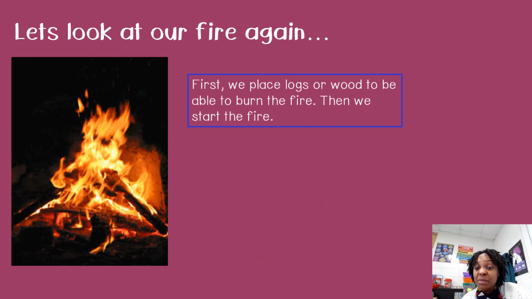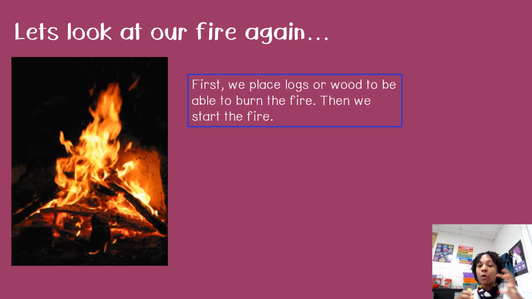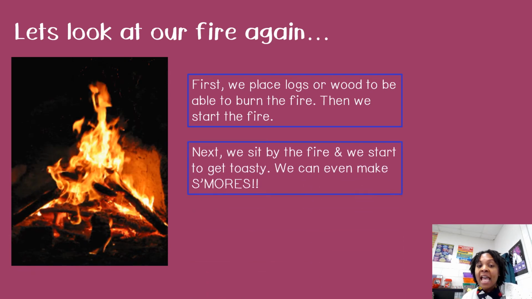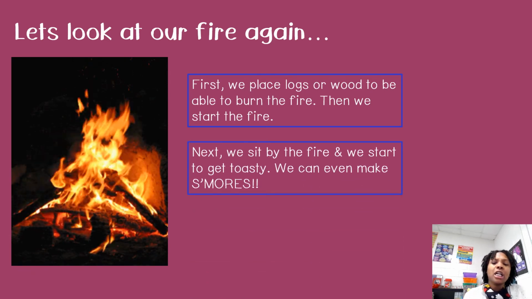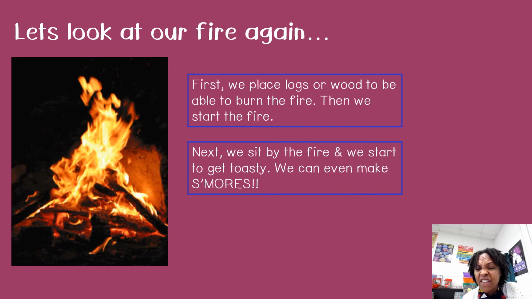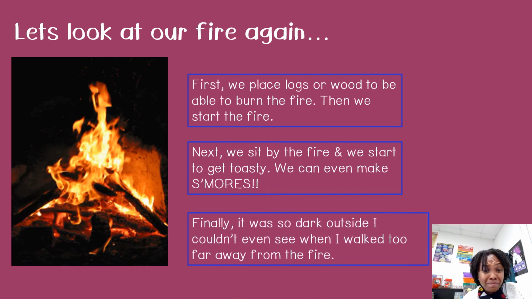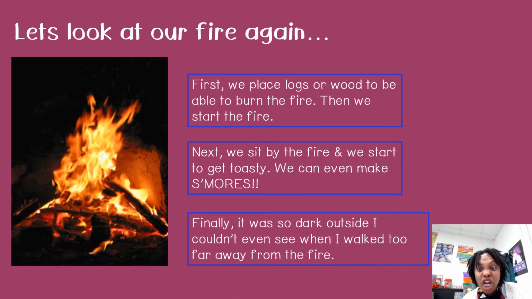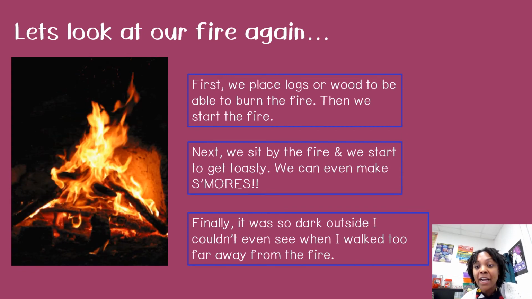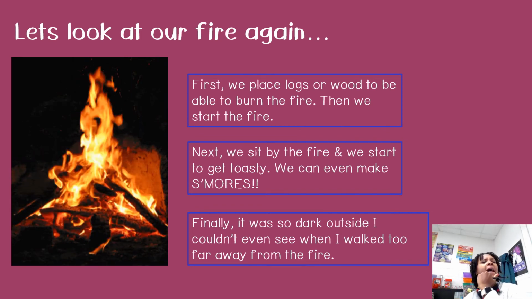First, we have to place logs or wood to be able to burn the fire. So we place our logs and our wood down, and then we start the fire, okay? Next, we sit by the fire, and we're starting to get toasty. We even can make s'mores. And then finally, it was so dark outside, I couldn't even see when I walked too far away from that fire. So let's think of the energy transformations that are happening.